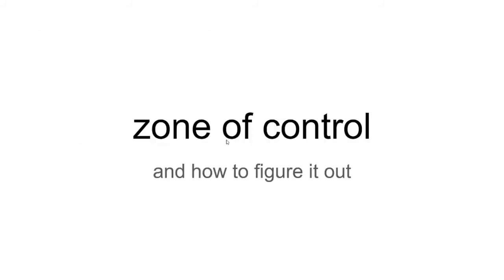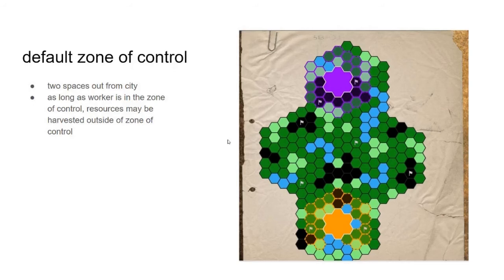Now, we briefly mentioned zone of control earlier. Let's go back to zone of control and see how we can figure out how big our zone of control is, what spaces in the countryside we are legally allowed to work with. To start with, your default zone of control is going to be 2 spaces away from your city. And remember, as long as a worker is within your zone of control, they can harvest from outside of your zone of control. So if I had a sheep grazing here, I could have sheep here and here.